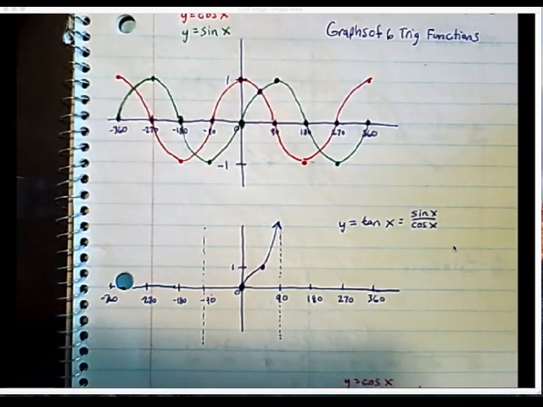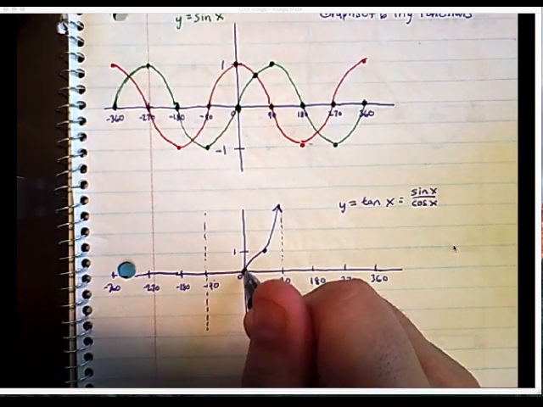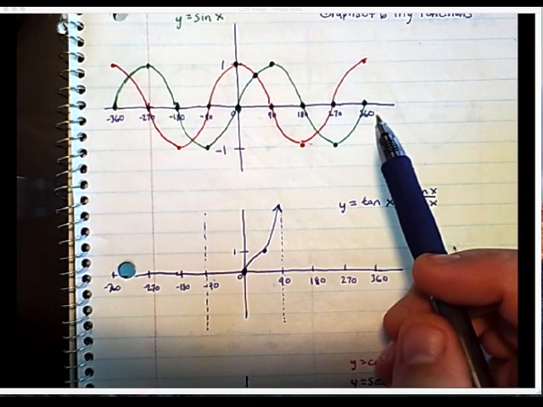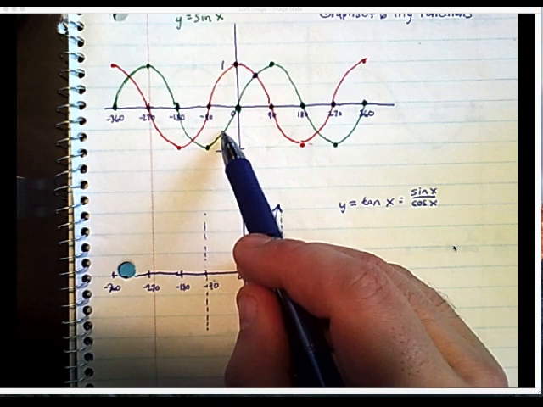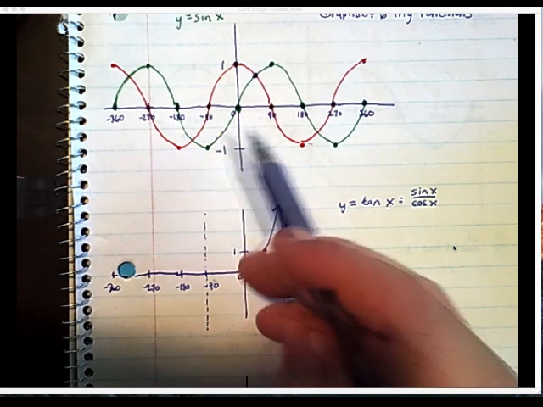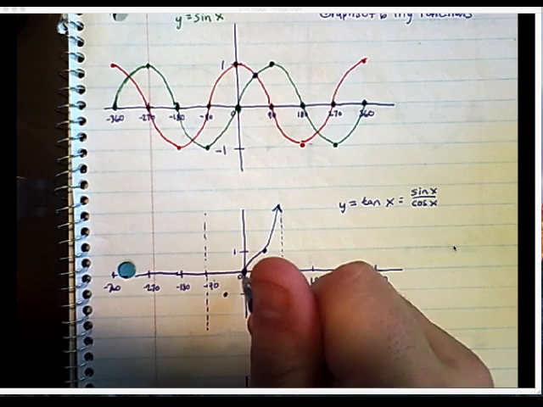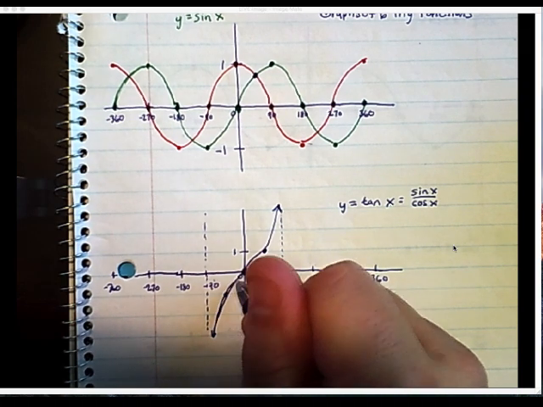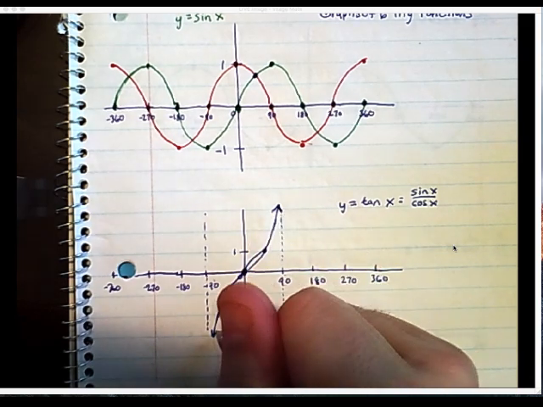So what's actually going to happen on the graph, if you plugged in different degree measures each time, at negative 45 degrees, one is positive radical 2 over 2, the other is negative radical 2 over 2. So that's going to give a value of negative 1 at negative 45 degrees. And then it's going to go like that. So a tangent function kind of has that shape between negative 90 and 90.